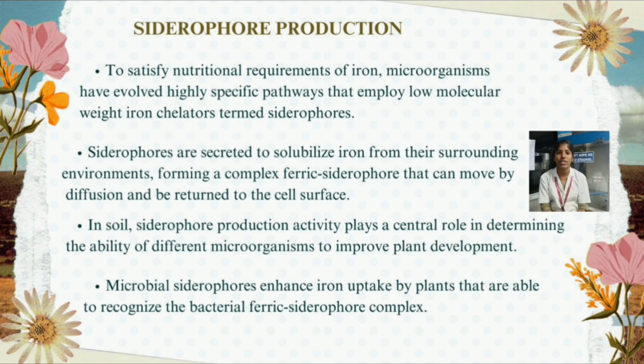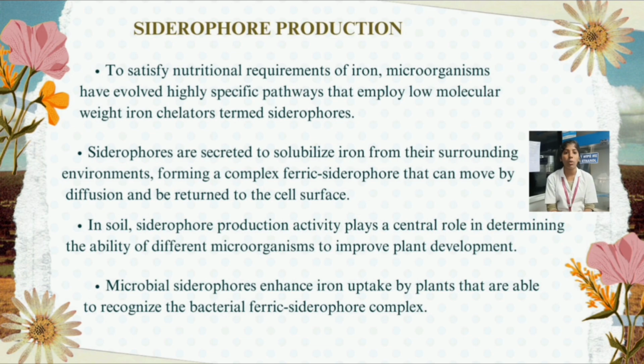Next, siderophore production by microorganisms. To meet their iron requirements, microbes produce special low molecular weight compounds called siderophores, which act as iron chelators. These siderophores are secreted into the environment where they bind and solubilize iron, forming a ferric siderophore complex. This complex can then diffuse back to the microbial cell surface for iron uptake.